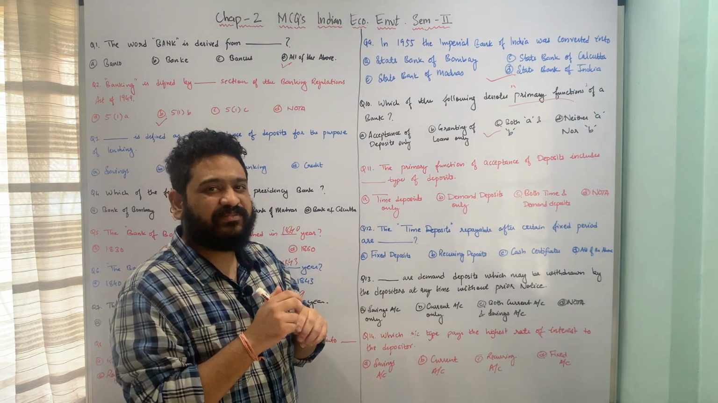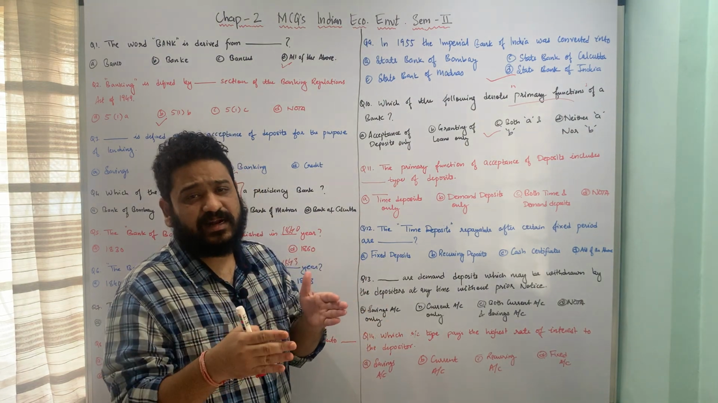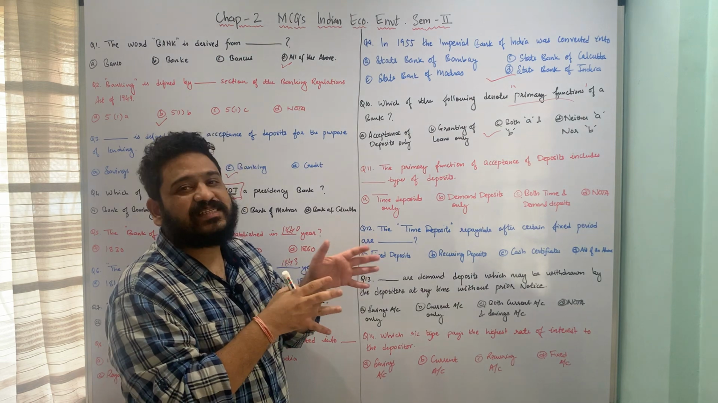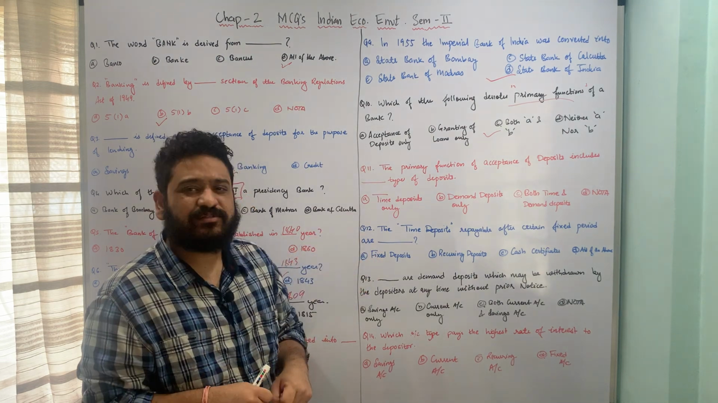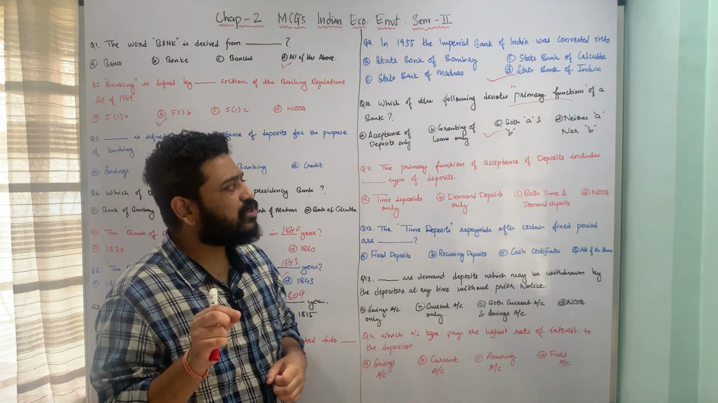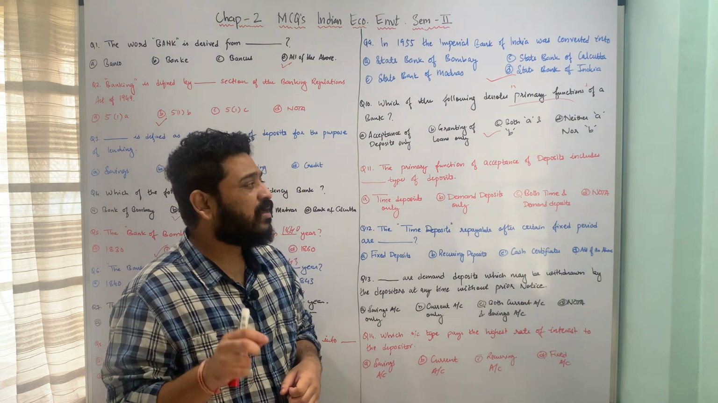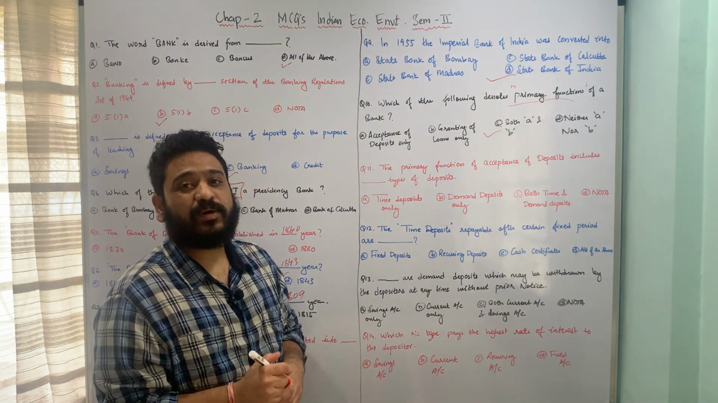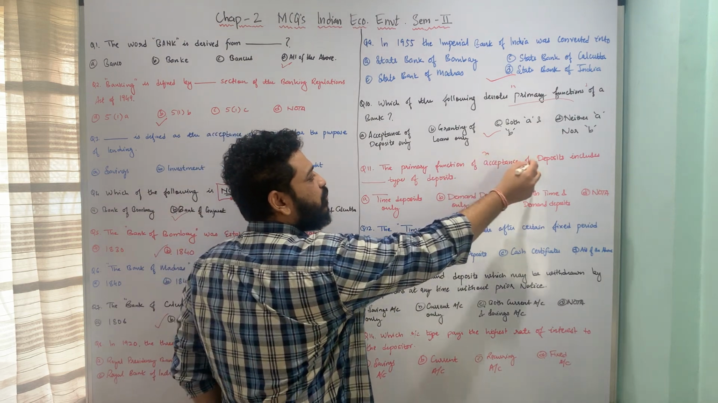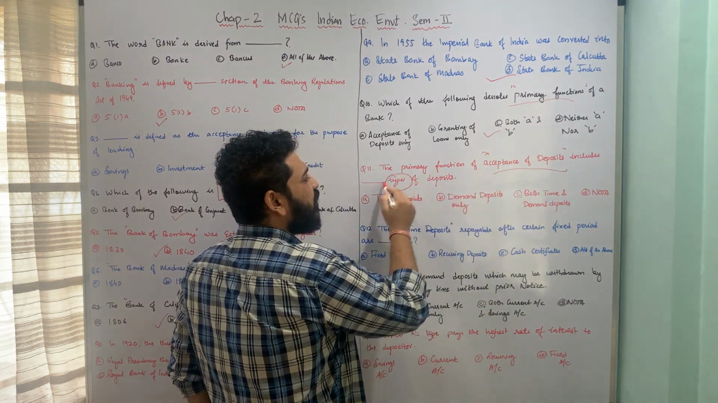We have seen there are two primary functions, that is acceptance of deposits and granting of loans. Now one of that is acceptance of deposits, and the next question is in relation to that. The primary function of acceptance of deposit includes dash type of deposits. Acceptance of deposits includes what types of deposits?